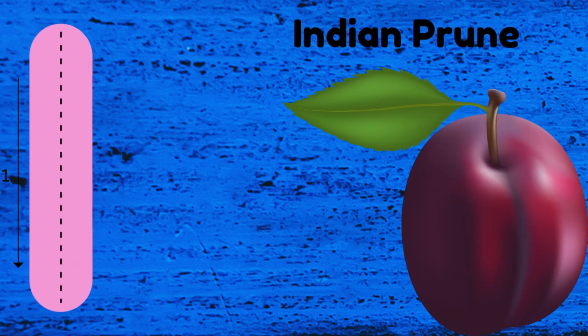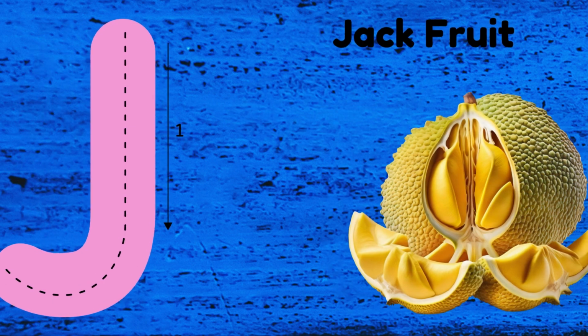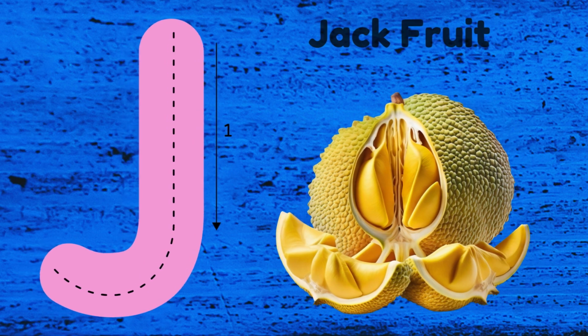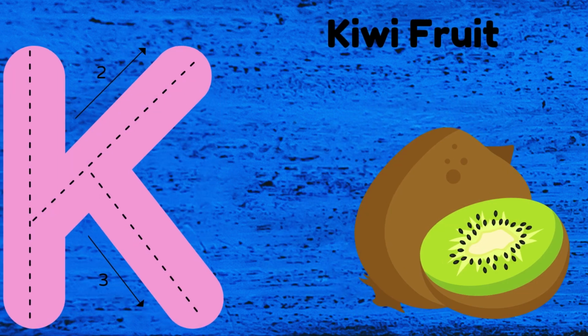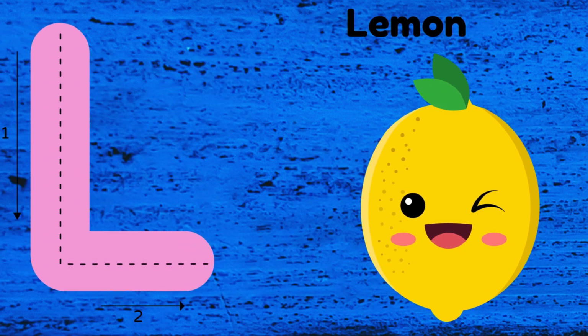I is for Indian prune, I, I, Indian prune. J is for jackfruit, j, j, jackfruit. K is for kiwi fruit, k, k, kiwi fruit. L is for lemon, l, l, lemon.